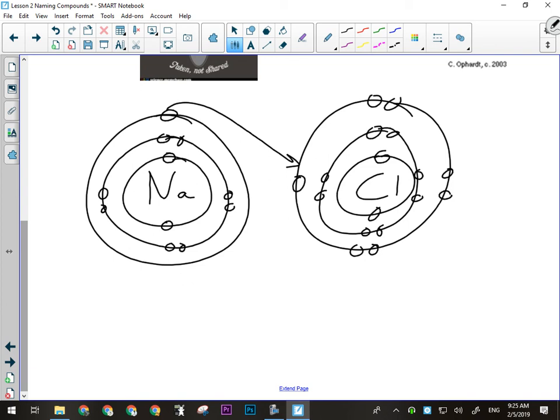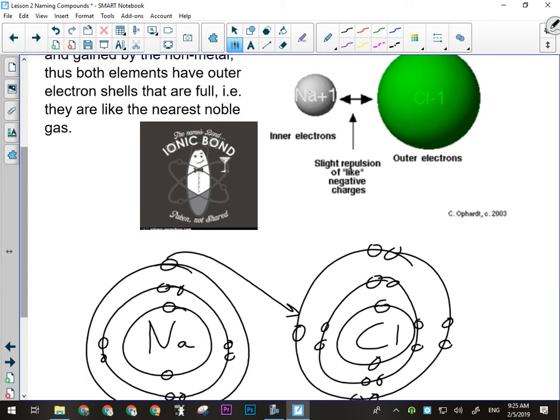So what you really need to get out of this is that in ionic compounds, electrons are traded, and the bond is weak. That's what you need to know about ionic compounds. And that's why we have this little meme here. The name's bond, ionic bond, taken, not shared. I know it's only funny if you're a science guy, but it's still funny.